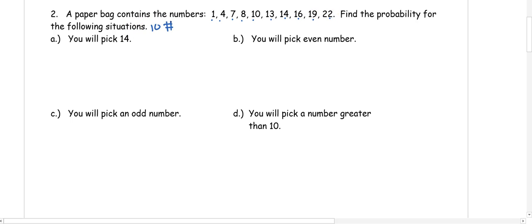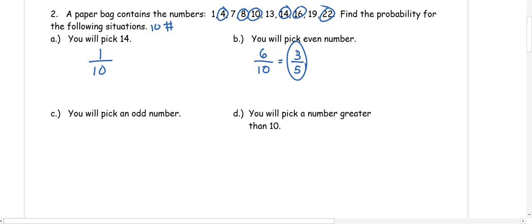So what's the probability of picking a 14? Well, there's only one 14 in the bag, so we have one chance out of 10. What's the probability we'll pick an even number? So looking at the data, 4, 8, 10, 14, 16, and 22 are all even numbers. So that's 1, 2, 3, 4, 5, 6 even numbers out of 10. Both of these numbers are divisible by 2, so this reduces to 3/5.